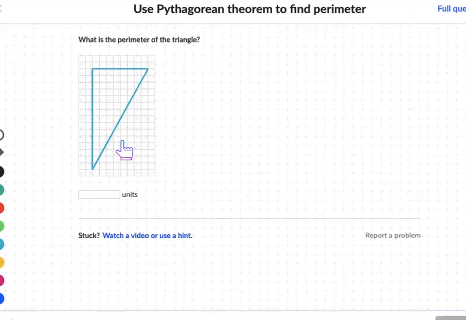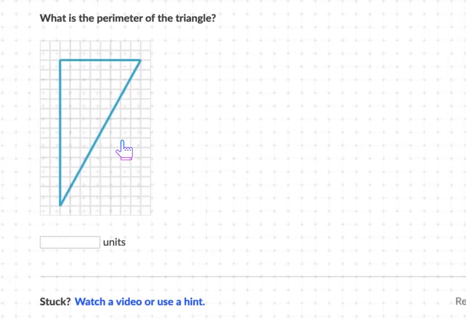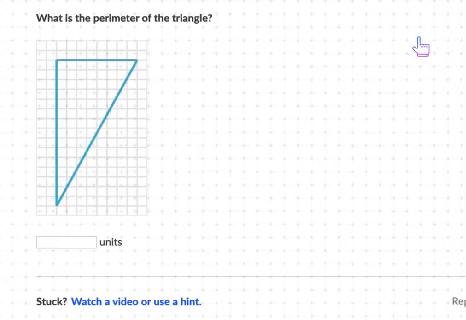All right. Knowing that perimeter is adding up all the sides, go ahead and pause this video and try it on your own first.